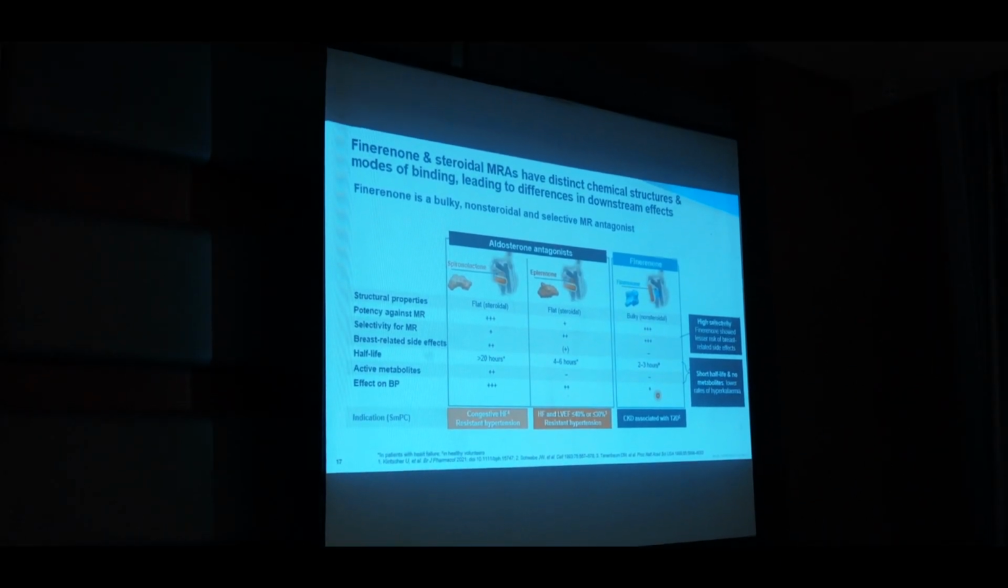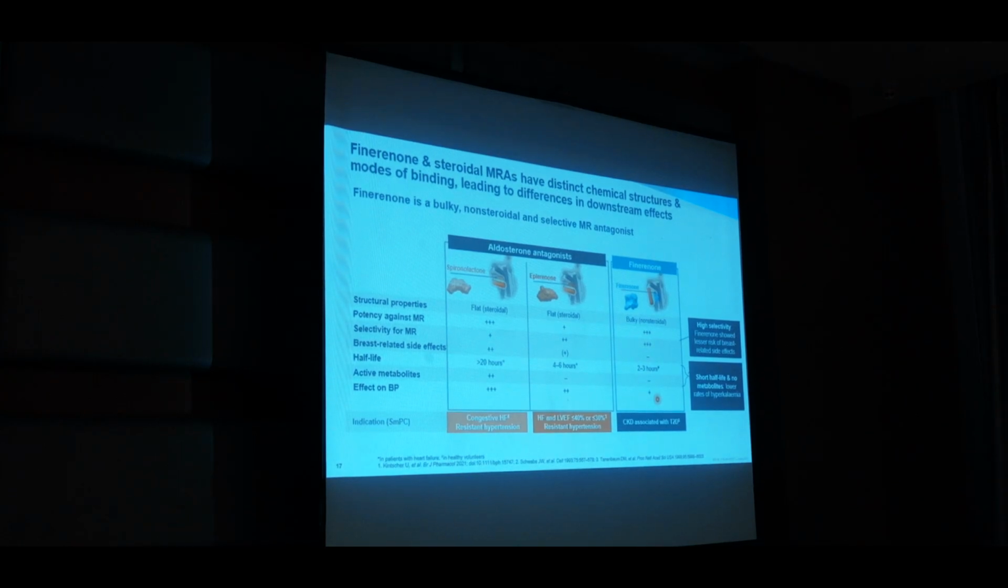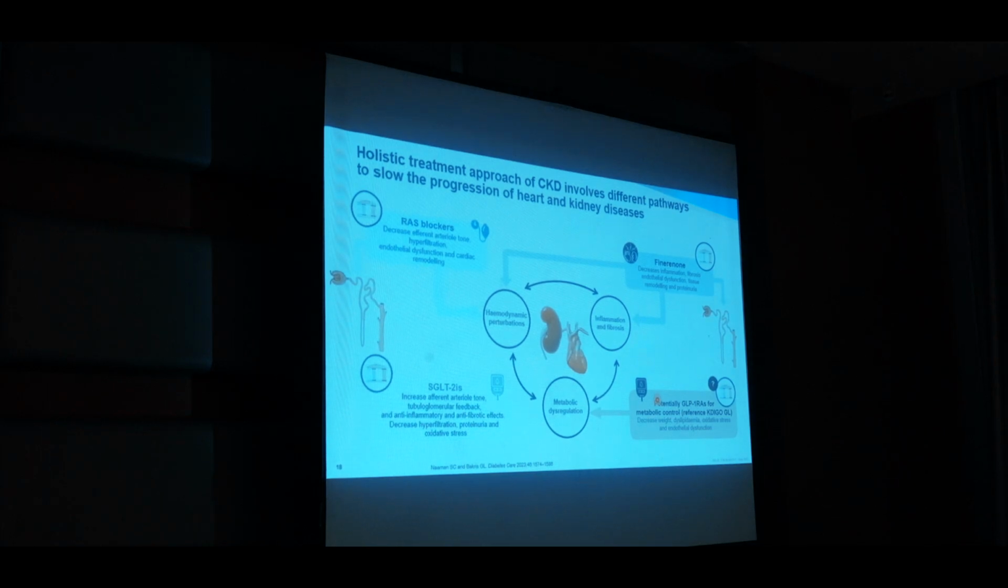Plus, hyperkalemia was also found to be very low as compared to eplerenone and spironolactone. There was a study done for finerenone, the FIGARO trial, to assess kidney progression. So we'll be talking about this molecule now, which has been added where it has shown a kidney benefit also, along with RAS blocker and SGLT2 inhibitor. Finerenone has shown a good benefit, and we will be talking about the details of all these trials.